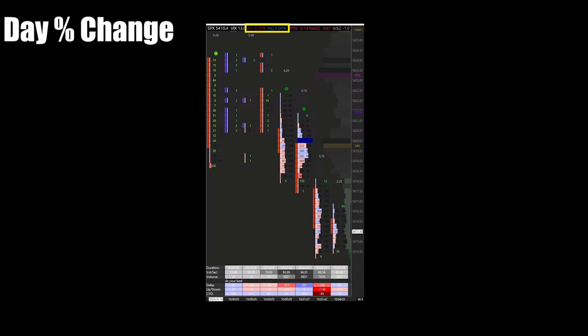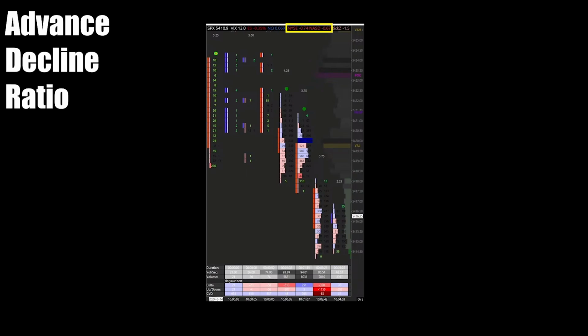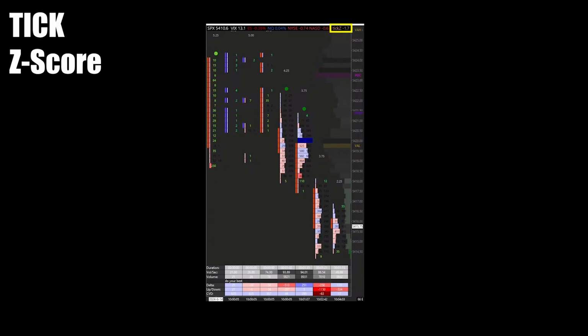At the very top, we have the price of SPX, which is useful if you trade options, the price of VIX, the change from yesterday's close for ES and NQ, basically how up or down we are from the prior day. And then we have the advanced decline ratio of the New York Stock Exchange and the NASDAQ. This is an indication of breadth and how many stocks are going up or going down on the day. And we have a Z-score of the TICK index, which tells you how many stocks are ticking up or down.